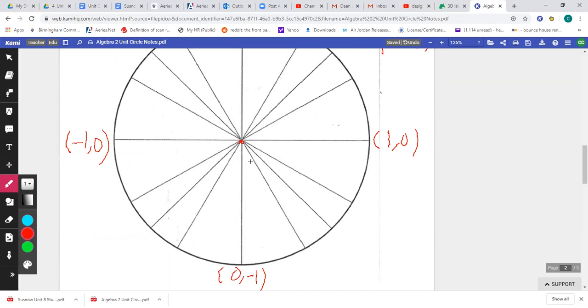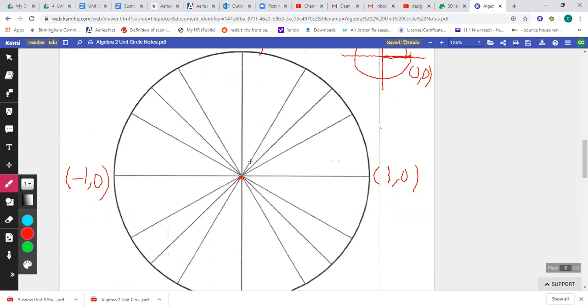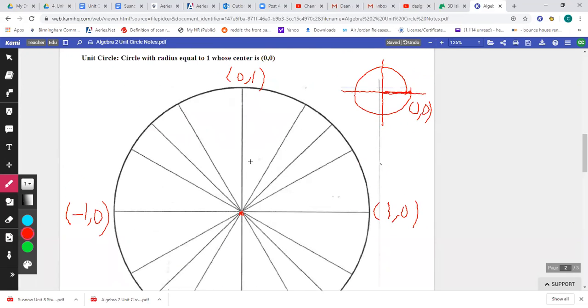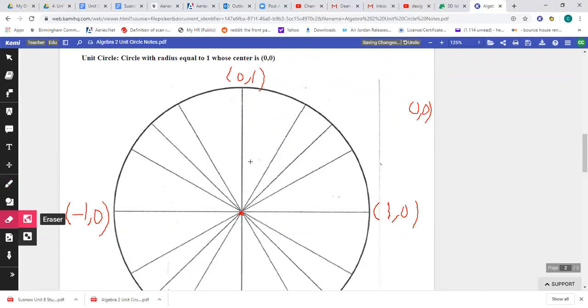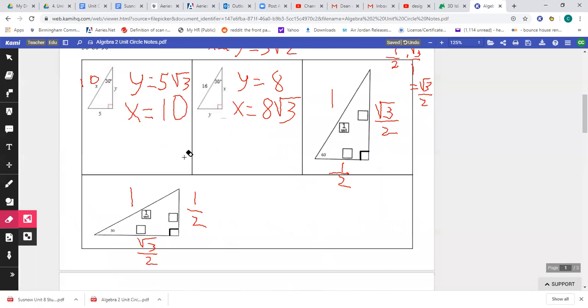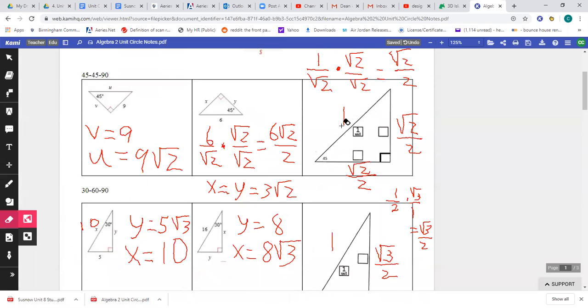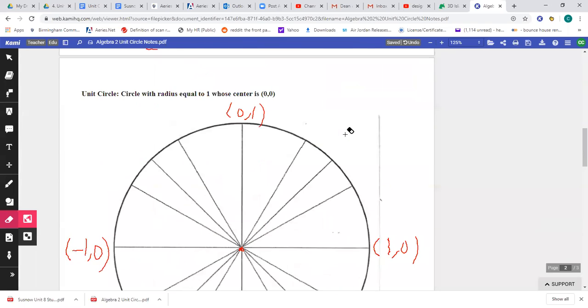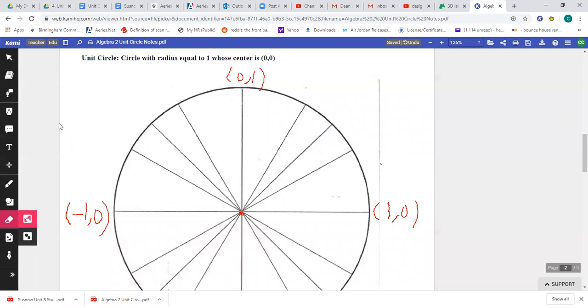Everyone okay with those 4 points? How I got those 4 points? Where those 4 points came from? Okay. Now we're going to move on, because we're going to fill out this whole circle. So what I'm going to do is use these triangles that we have here. And why am I going to use these triangles? Well, remember, the radius is equal to 1.